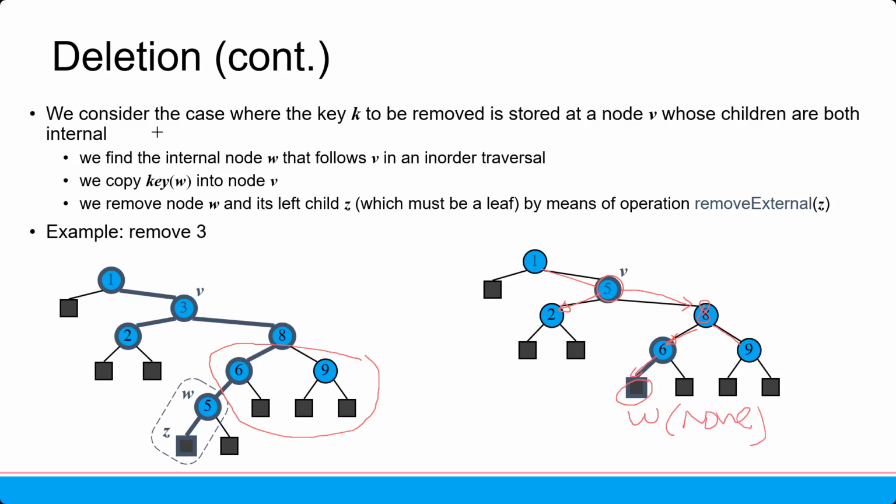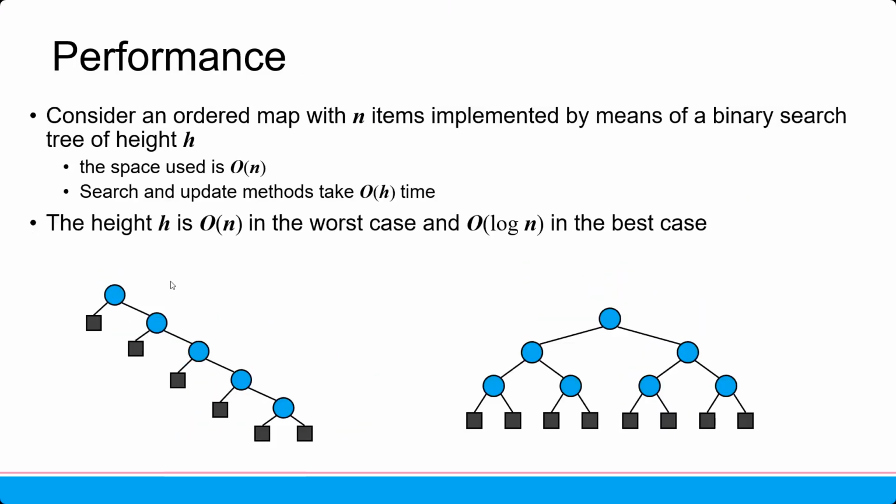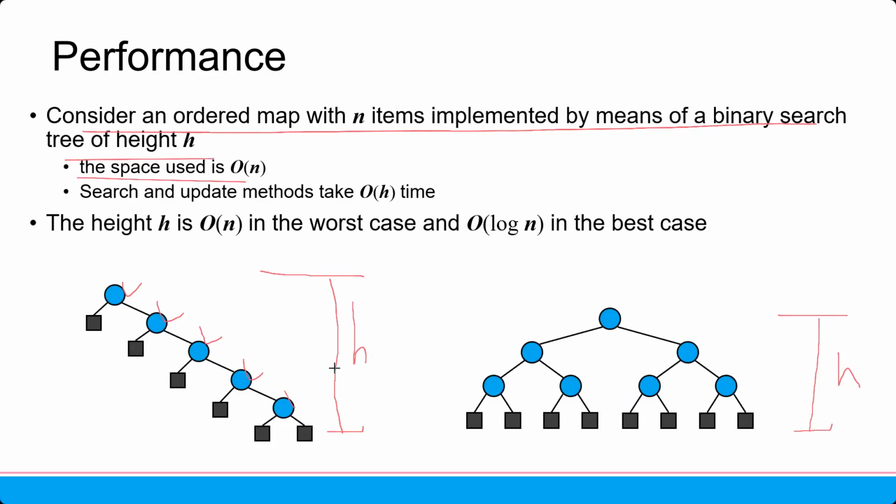So that's the way to delete where the key is in the internal nodes. The performance of this tree depends on the height. Consider an ordered map with n items implemented by means of a binary search tree. If you still remember, in the binary search tree we have the height. The space is O(n). If we have 5 items, then the space will be O(5).